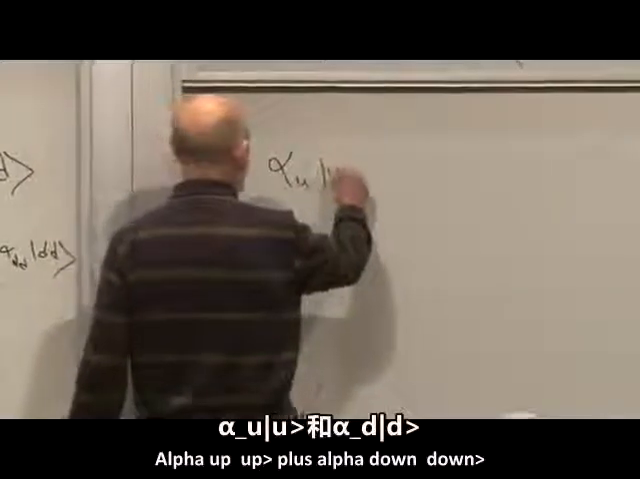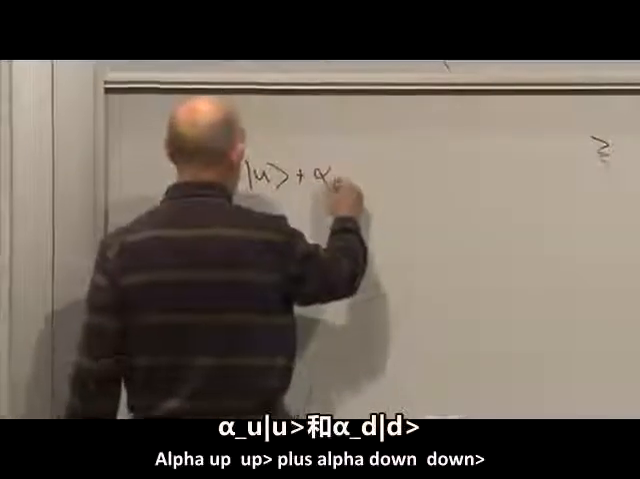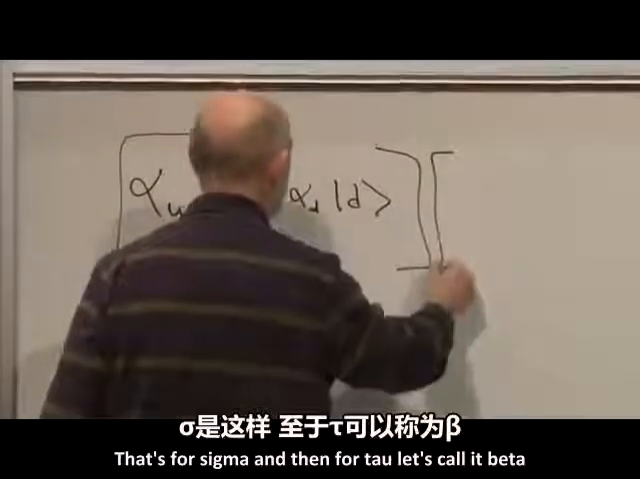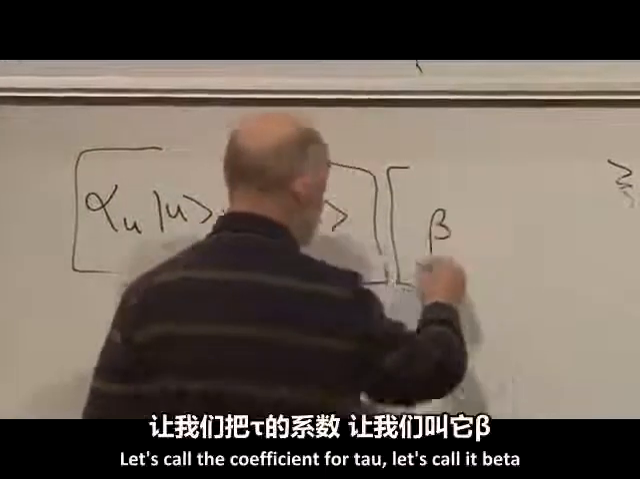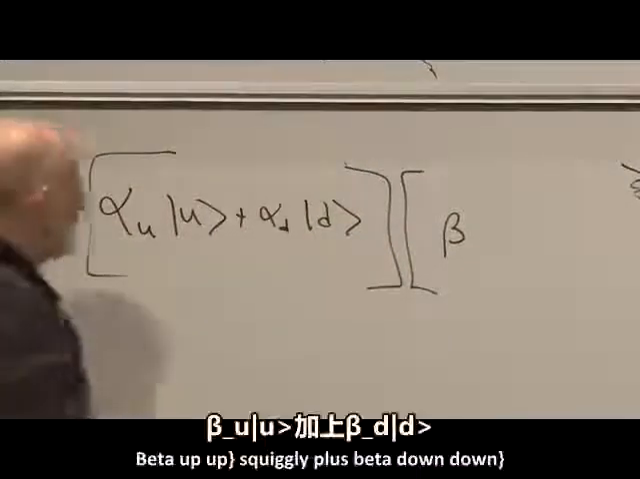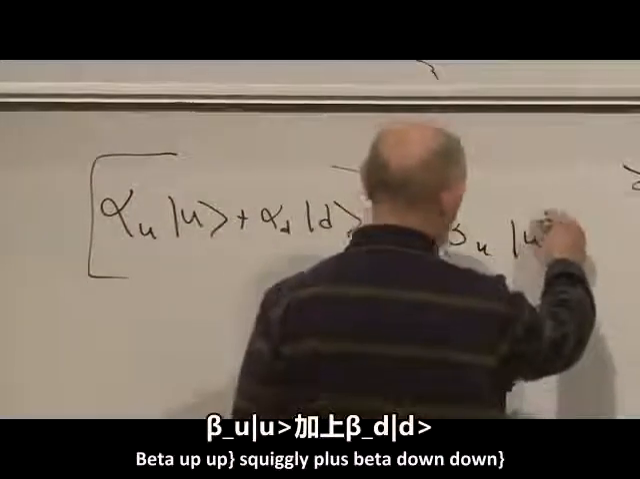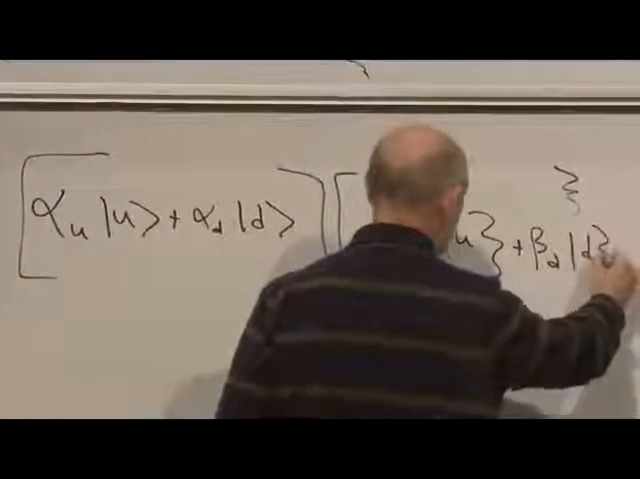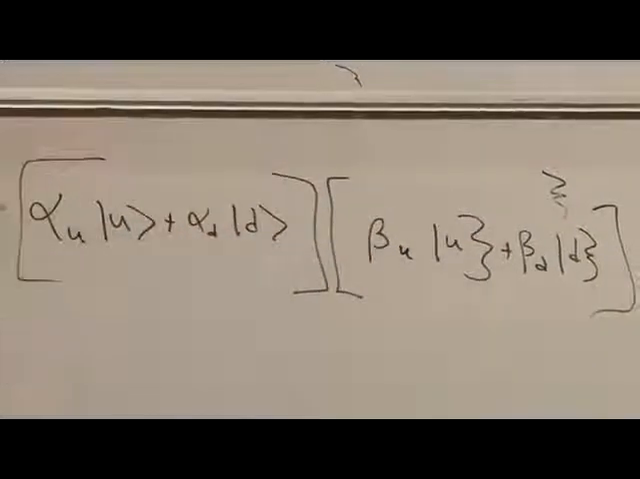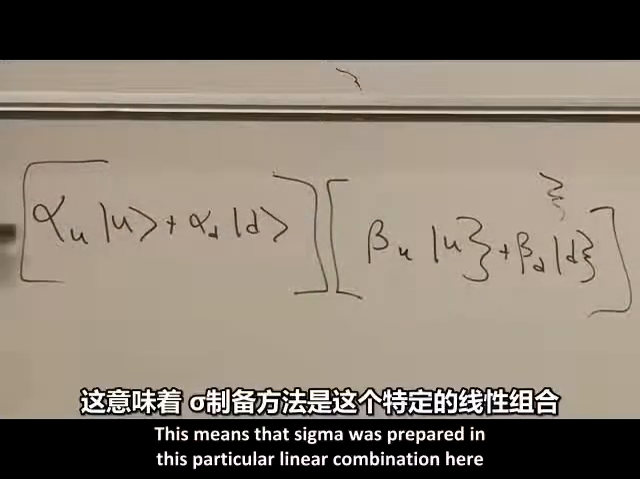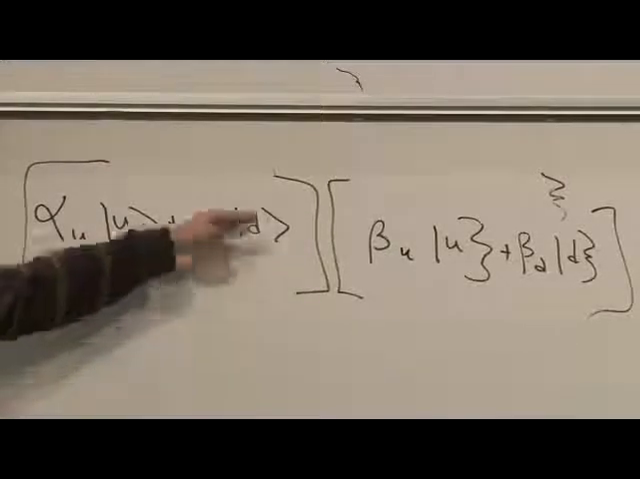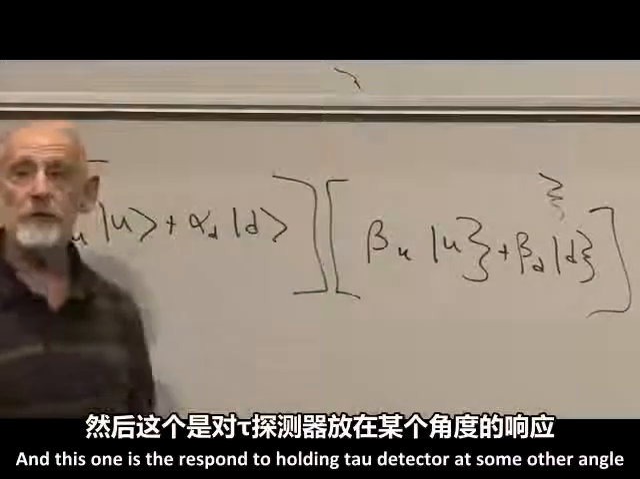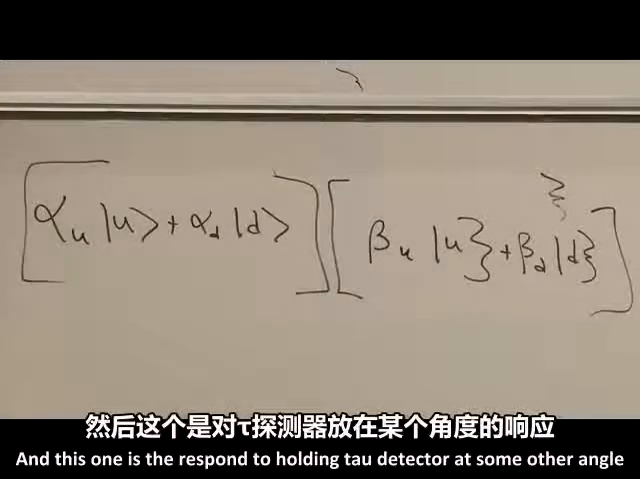Alpha up, up, plus alpha down, down. That's for sigma. And then for tau, let's call the coefficients beta. Beta up, up, squiggly, plus beta down, down. What does this mean? This means that sigma was prepared in this particular linear combination here. It might have been by holding your detector in some funny angle. And this one is the response to holding the tau detector at some other angle.